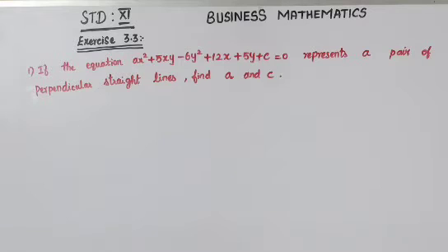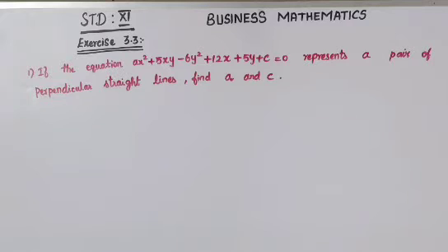Standard 11th, Business Mathematics, exercise 3.3. First question: if the equation ax² + 5xy − 6y² + 12x + 5y + c = 0 represents a pair of perpendicular straight lines, find a and c. So we'll have to compare the given equation.